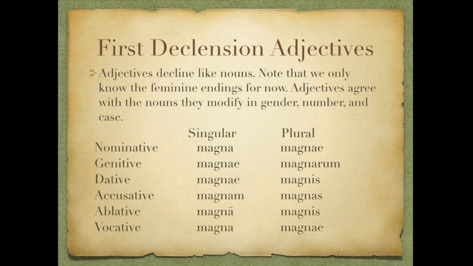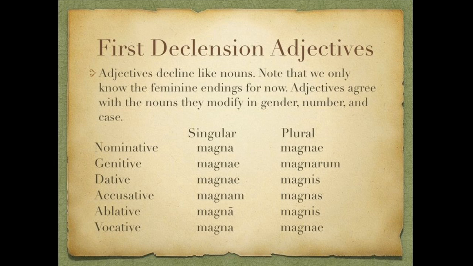And let's look at some adjectives. First declension adjectives. Adjectives decline just like nouns. Note that we only know the feminine endings for now. So later on we'll see there are actually masculine and neuter endings as well. Adjectives agree with the nouns that they modify in gender, number, and case. So you'll notice in your book they put the nouns and the adjectives together. So we'll look at them separately here.